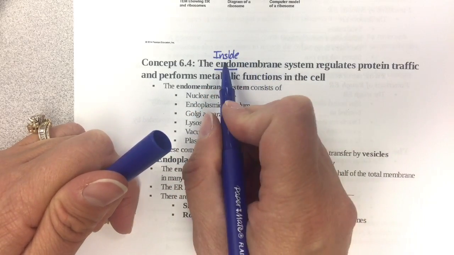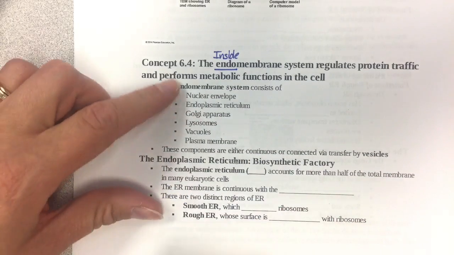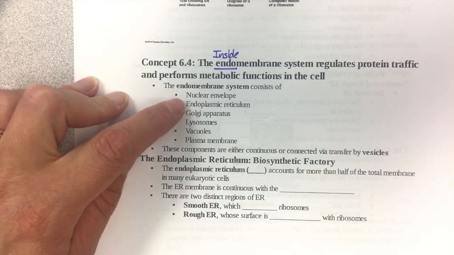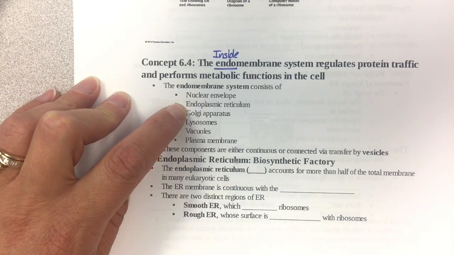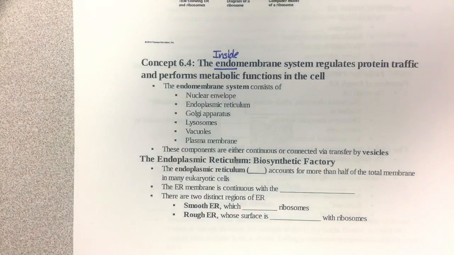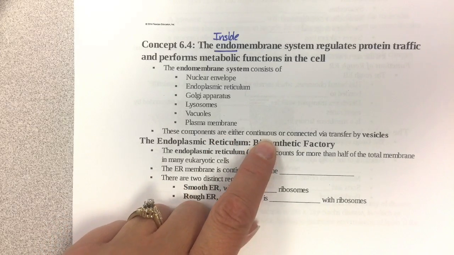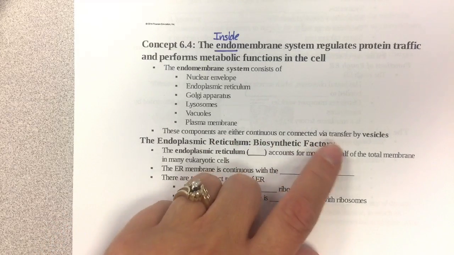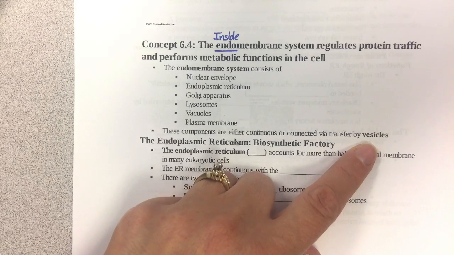So membranes inside the cell, and it's a system because they're all working together. These are the organelles that are part of it: the nuclear envelope, so we've already talked about that, the ER, the rough endoplasmic reticulum, Golgi apparatus, lysosomes, vacuoles, and plasma membranes. All right, and these guys are either continuous, meaning that they're hooked together, or they're connected indirectly by vesicles that go from one to the other.